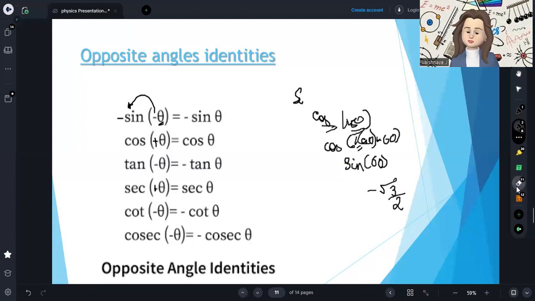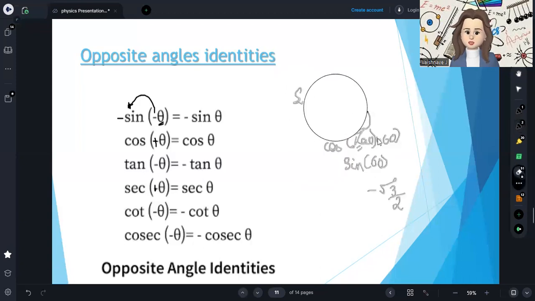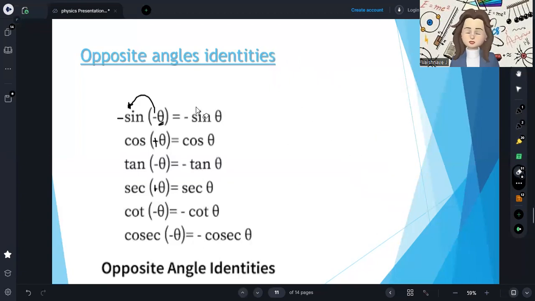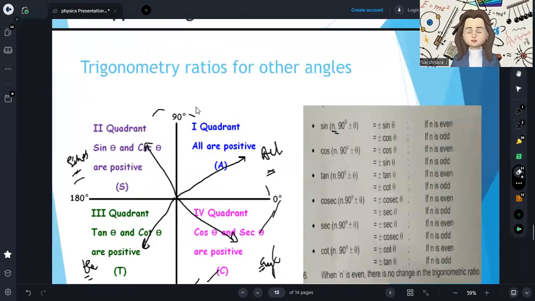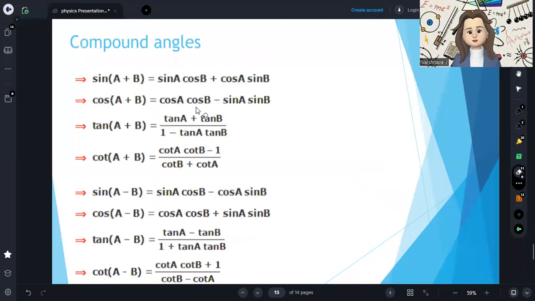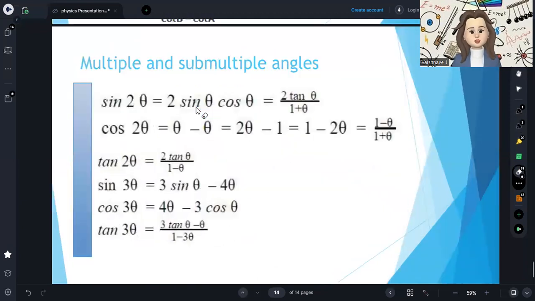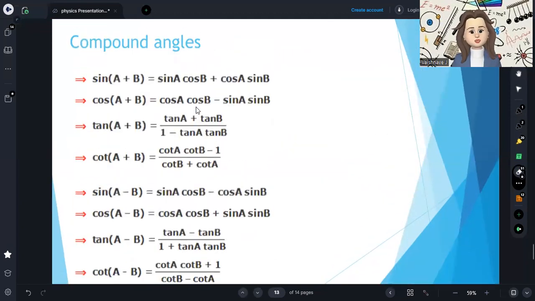Clear? I hope you are clear and you got a pure understanding for opposite angle identities and trigonometric ratios table. Now we will see about compound angles formulas and multiple and submultiple angles. Okay. Now compound angles, we have these formulas which you have to remember. No derivations.